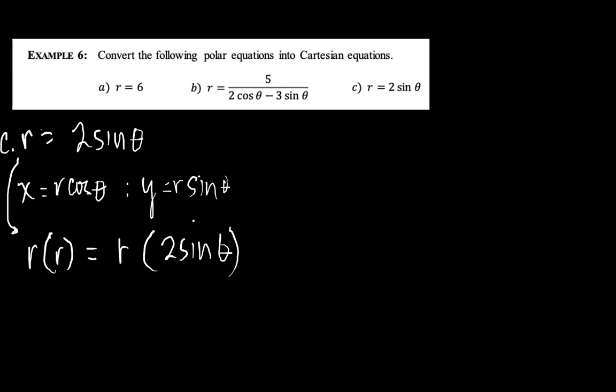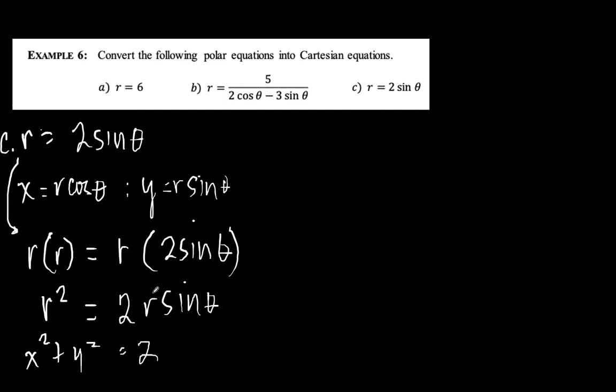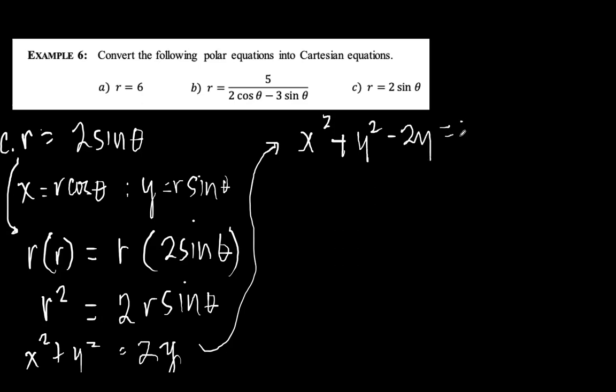I'm just showing that I multiply both sides by r. So this becomes r squared is equal to 2r sine theta, okay? And what is the equivalent of r squared? r squared is just equal to x squared plus y squared, and 2 times what is r sine theta? This is the y, right? Okay, so let's simplify. So this becomes x squared plus y squared minus 2y is equal to 0.